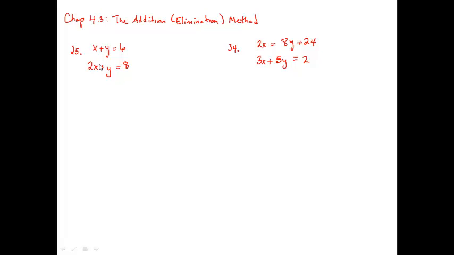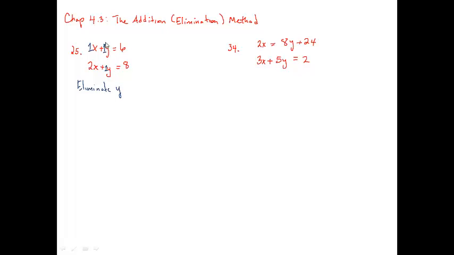So this could be a plus sign, but I need this one to really be a minus sign. So if I look at the x, this x has a coefficient of 1. This one has a coefficient of 2. The coefficient on this y is 1, and the coefficient on this other y is 1. Therefore, I'm going to eliminate the y. Which means I need now the signs to be opposite.